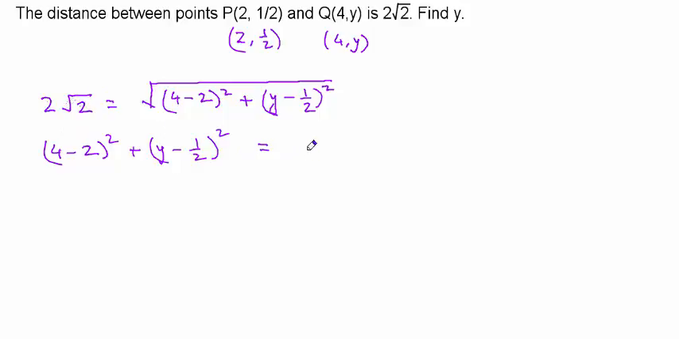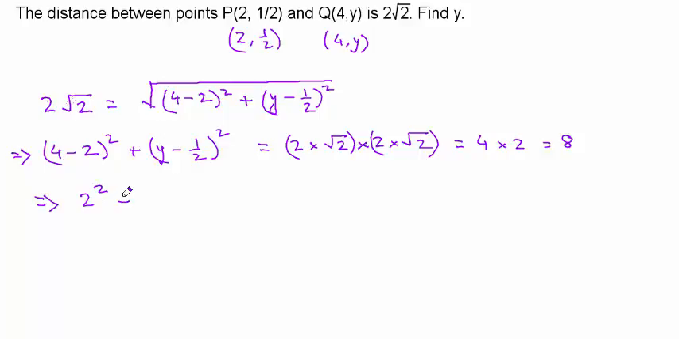now the square of 2 square root of 2 is equal to 2 times square root of 2 times 2 times square root of 2. So you multiply 2 square root of 2 with itself if you want to square that. This is going to be equal to 2 times 2, which is 4, times square root of 2 times square root of 2, which is 2. Therefore all of that is equal to 8. So in the next step we can write down 4 minus 2 is 2. 2 squared plus (y minus 1/2) whole squared is equal to 8.